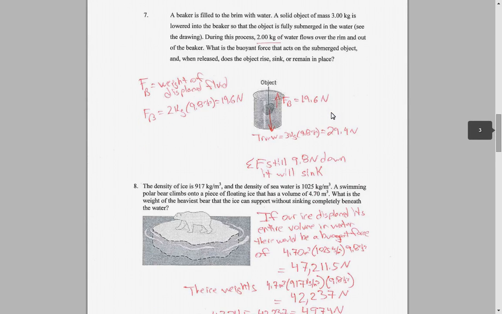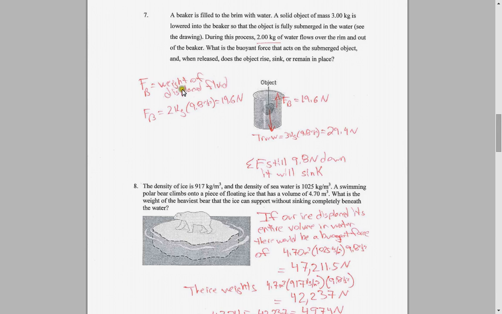All right, a beaker is filled to the brim with water. A solid object of mass 3 kilograms is lowered into the beaker so that it's fully submerged, and 2 kilograms of water flows out over the rim. What is the buoyant force that acts on the submerged object? And when you release it, does it rise, sink, or remain in place?